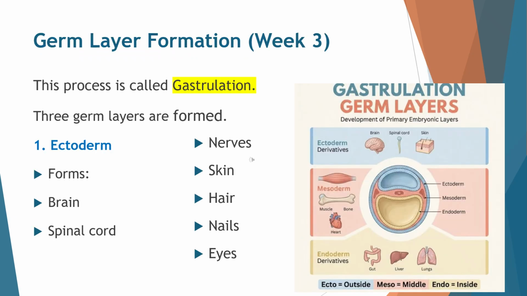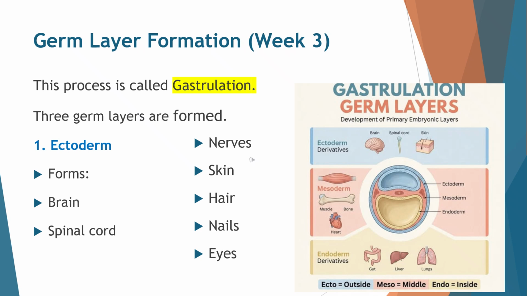Now, let's move on to week 3 of embryological development. During this week, one of the most important events takes place. This process is called gastrulation. So what is gastrulation? Gastrulation is the process by which the developing embryo forms 3 primary germ layers. These 3 germ layers are very important because every organ and tissue in our body develops from them. Today, in this slide, we'll discuss the first germ layer, which is the ectoderm.